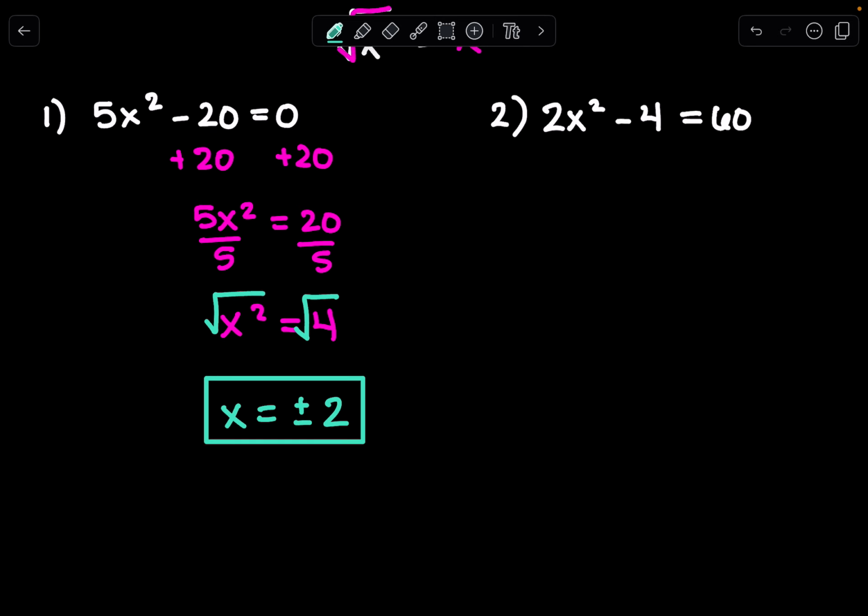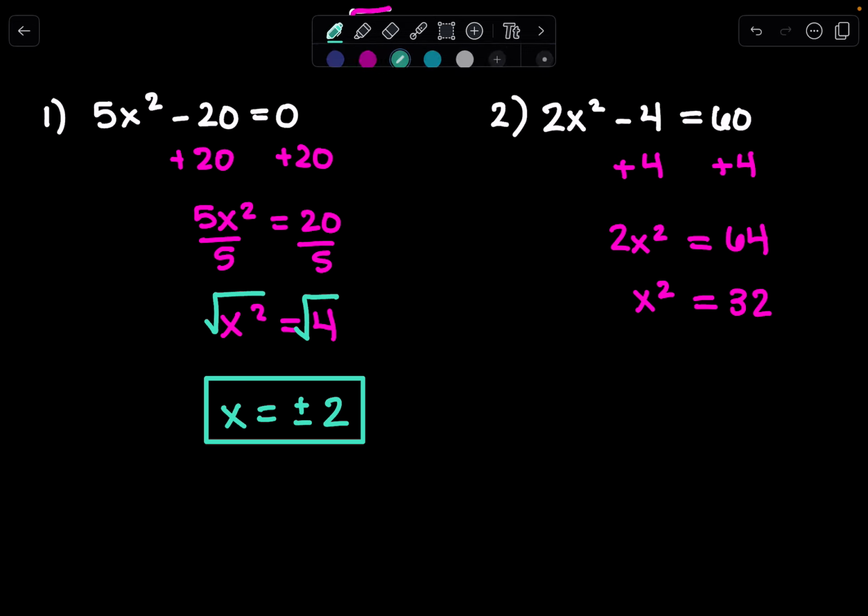Okay, number 2. Let's do the same thing. So I'm going to move the 4 over. So I've got 2x squared equals 64. So x squared is 32, dividing by 2 on both sides. Okay, let's take the square root.